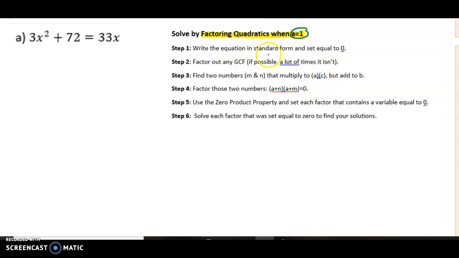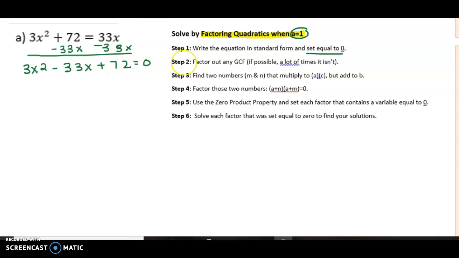All right, so step 1, write the equation in standard form and set the equation equal to 0. Okay, so what that means is I want this all equal to 0. So I'm going to subtract 33x from both sides. If I subtract it from one, I have to subtract it from the other. So I'm left with 3x squared minus 33x plus 72 equals 0. All right, so that's step 1.